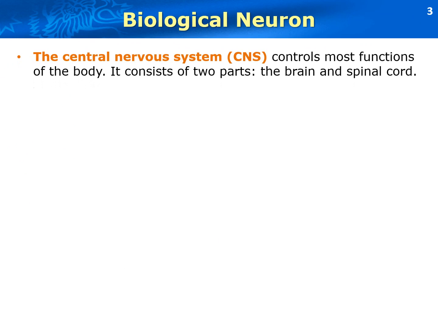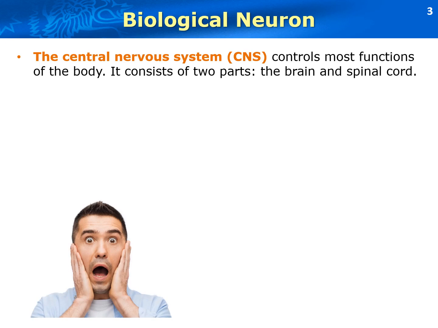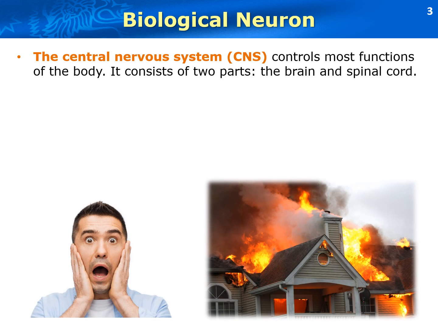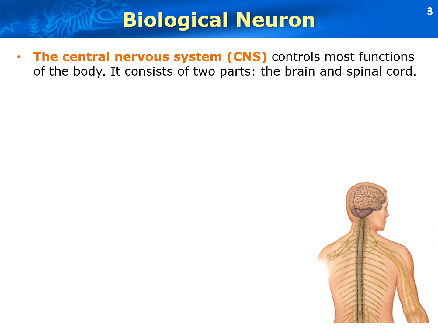The central nervous system, abbreviated as CNS, controls most of the functions of our body and mind. For example, if we see a danger, oh, the house is on fire, then our ability to act on that information depends on the nervous system. The central nervous system of human consists of two parts, the brain and the spinal cord.